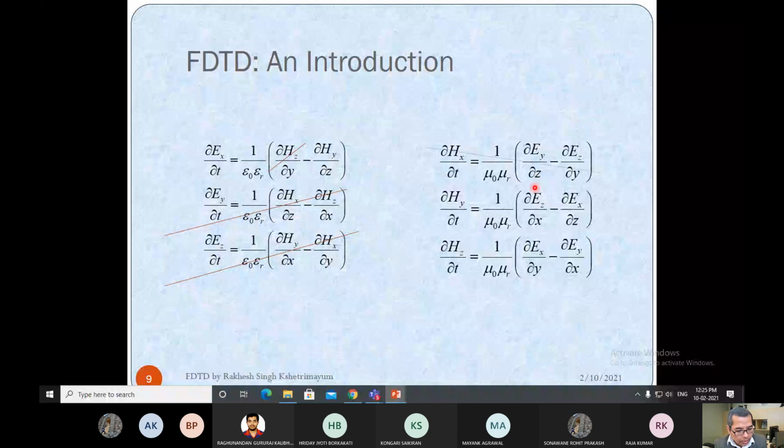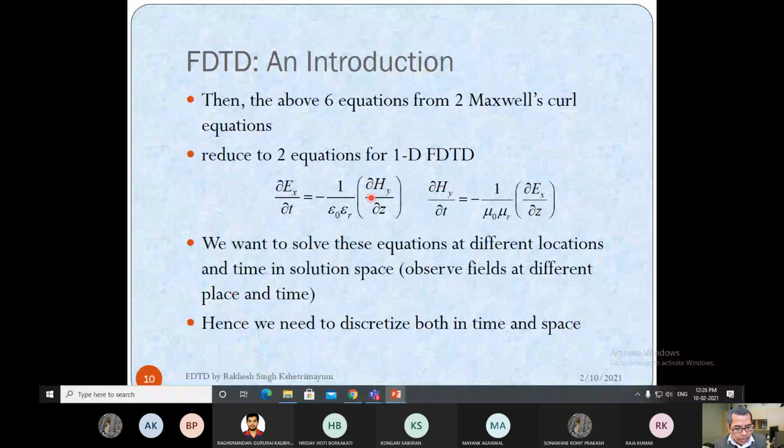Similarly, on the right-hand side, we have Ex, and the magnetic field and electric field are always perpendicular in the far field for plane waves, so we'll have only Hy. The other equation is also 0 because Hx is 0 and Hz is 0. Again, ∂/∂x is 0 because the wave propagates only along the z direction, so ∂/∂z would be non-zero. So we have a very simple set of 2 equations. Let us write it down: this is one equation, this is another equation. It is a major simplification, and we just have 2 equations. This is called 1D FDTD.